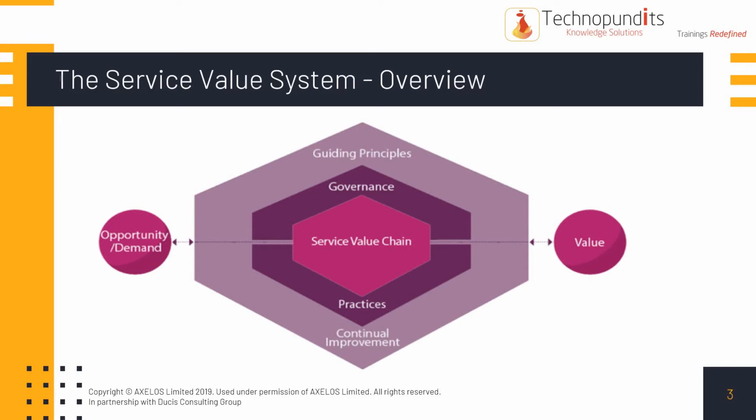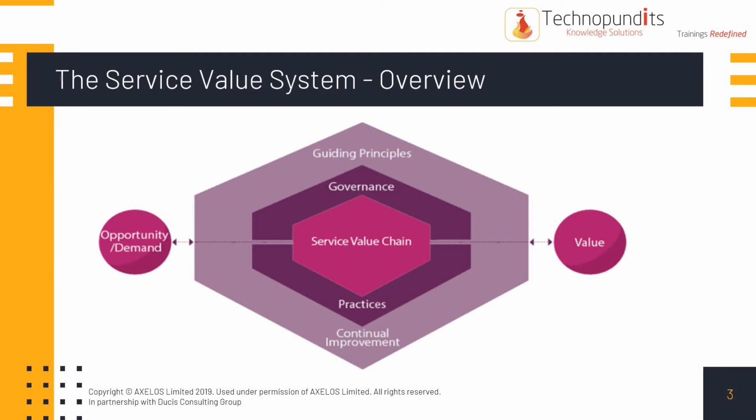The ITIL Service Value System facilitates integration and coordination of various organizational components and activities and provides a strong, unified value-focused direction for the organization. The core components of the ITIL SVS are the ITIL Service Value Chain, the ITIL Practices, the ITIL Guiding Principles, Governance and Continual Improvement. For service management to function properly, it needs to work as a system.